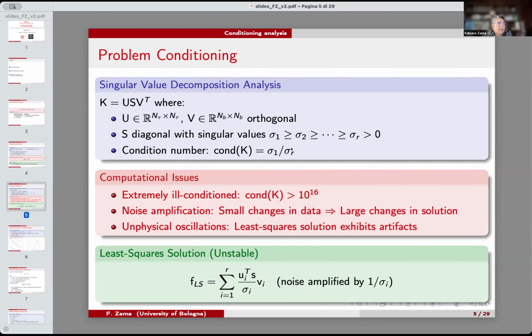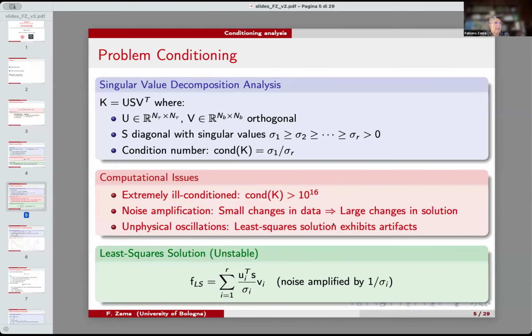Sigma r is very small, close to the value of the rounding error. So it becomes very difficult to distinguish it and to discard it. For example, if we implement filtering techniques based on singular values, it becomes very difficult to define where to stop and to truncate the singular values. And what is the effect of these small singular values?